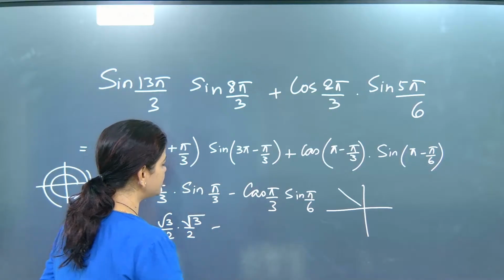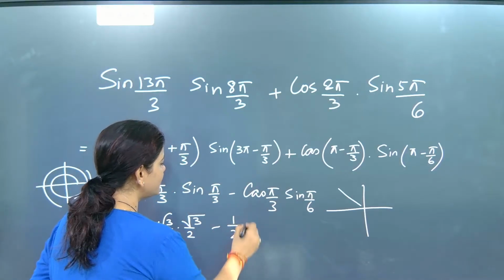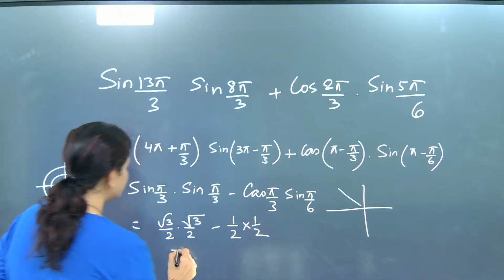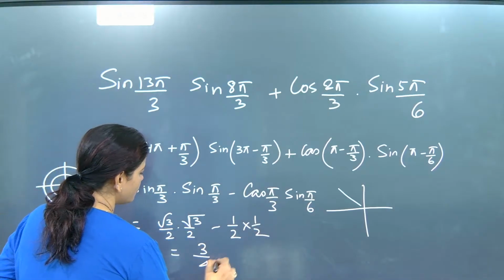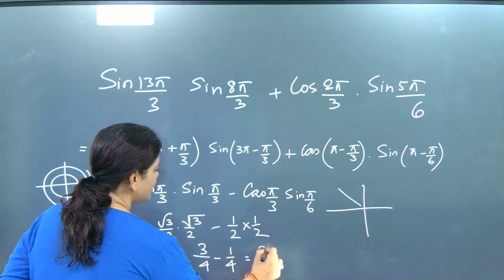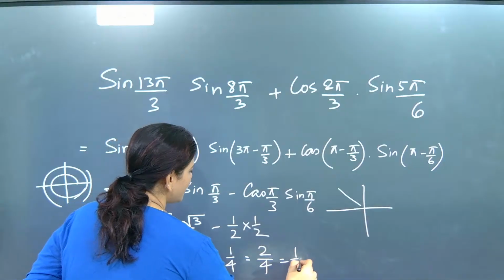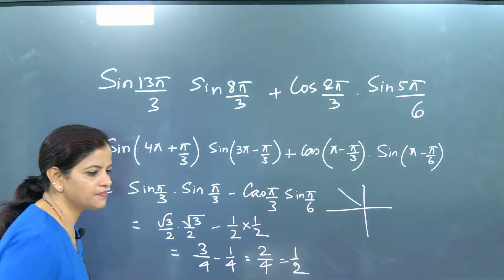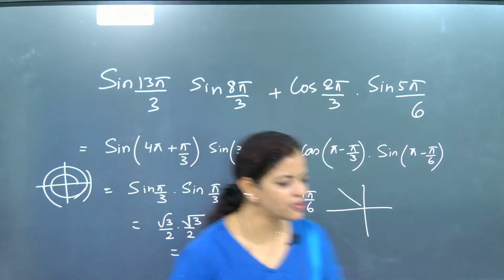Here cos 60 is what, beta? 1 by 2, and sin 30 is 1 by 2. Here answer will come, beta, 3 by 4 minus 1 by 4. It is coming as 2 by 4 and that is coming as 1 by 2. Done? So come on, we can solve it here.